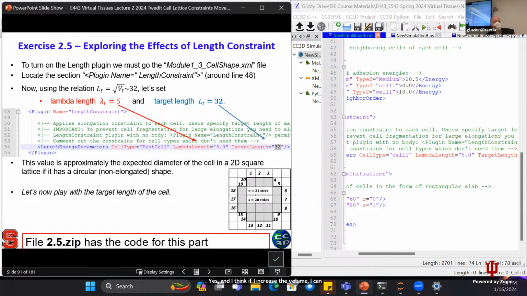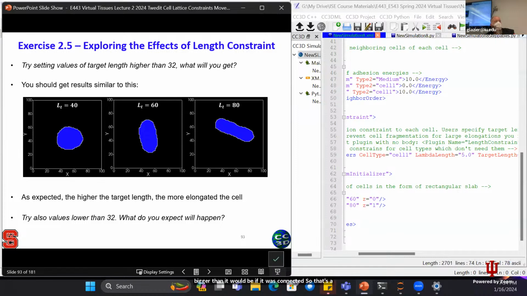Another thing you could do is play with the target surface area, because when you split the cell into two pieces, the surface area is bigger than it would be if it was connected. So that's a game one could play too. But in general, you should see something like this. If you make the target length too big, the cell will split.